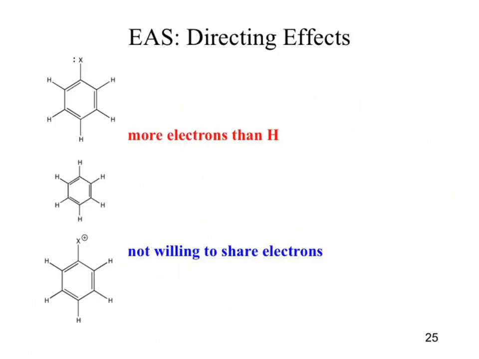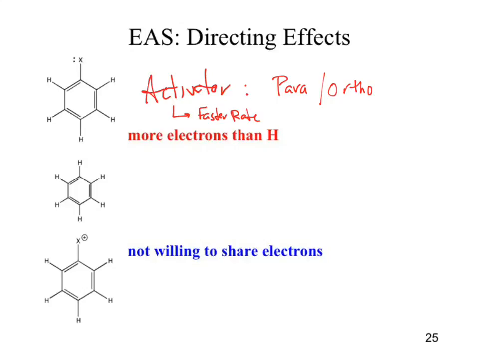We can get directing effects if we have more electrons than hydrogen. What does that mean? We're looking at an activator, which does what to the speed of the reaction? We get a faster rate. Where does the substitution occur? I would prefer it if you said para-ortho. Why? Steric blocks the ortho position. We favor the para position. Okay. I still say it the other way.